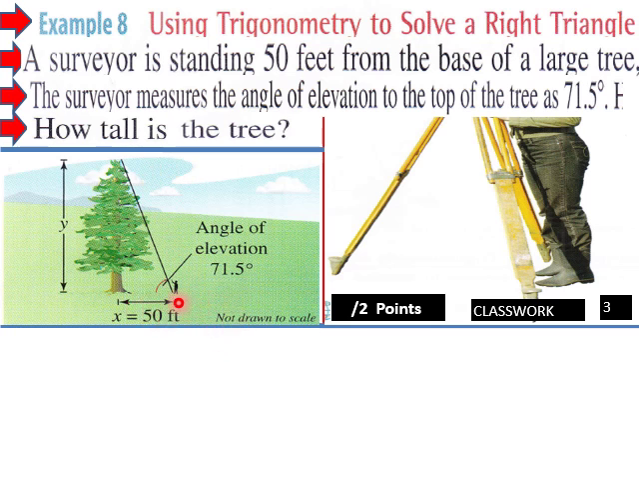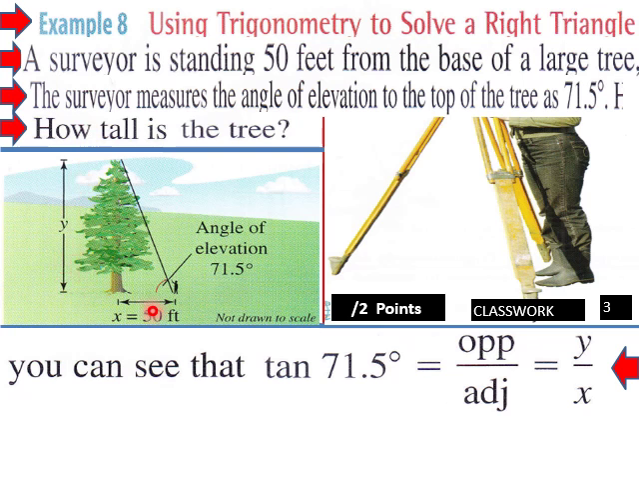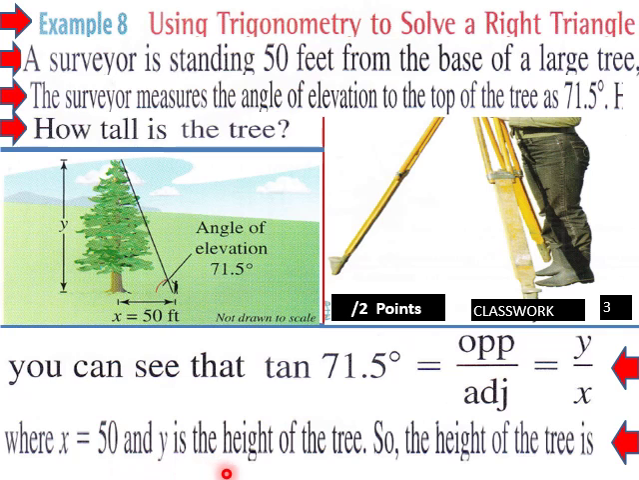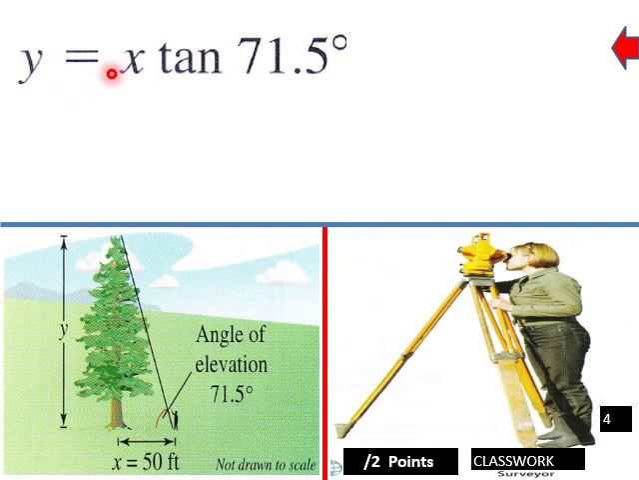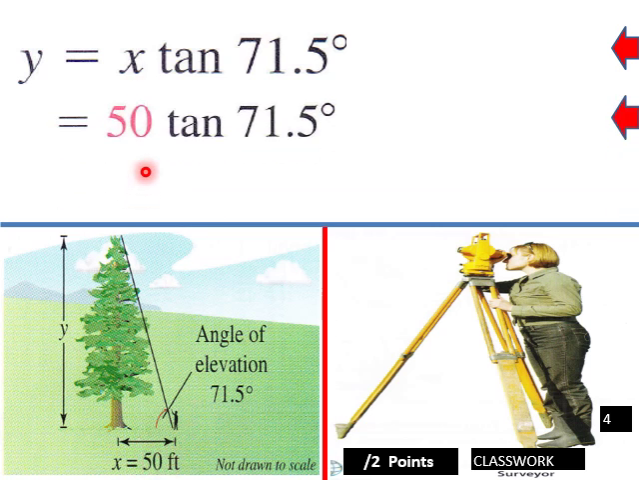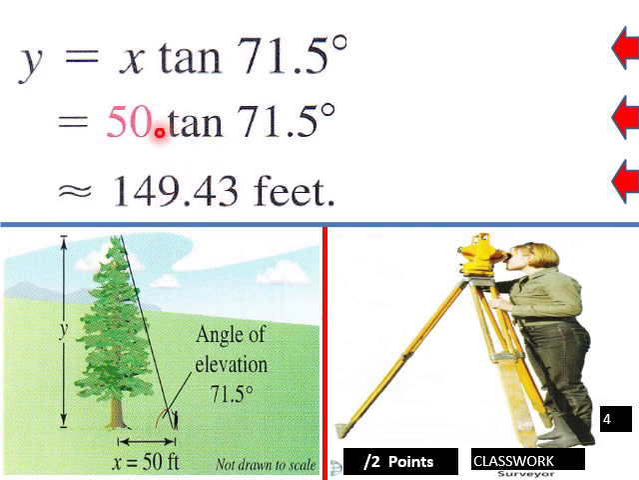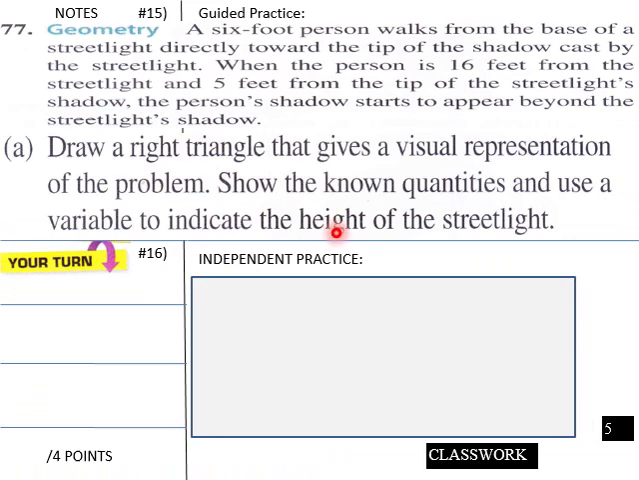Knowing how far the surveyor is back from the tree, here's our y and here's our x, you can see that tan 71.5 would be up over adjacent. So here's our up, which we're trying to find, and then our adjacent, y over x, where x equals 50 and y is the height of the tree. The way we'd find this would be y equals x tan 71.5. Our x is 50, so 50 tan 71.5. When you plug that into your calculator, we come up with 149.43 feet is what your calculation should come out to be.